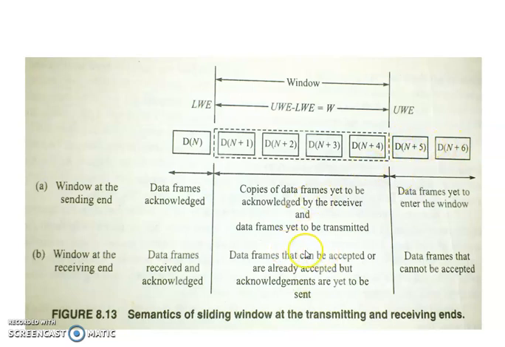Now at the receiving end, what kind of frames will be in the window? Data frames which can be accepted, and frames which are already accepted by the receiver but whose acknowledgements are not yet sent. Two kinds of frames: those which can be accepted, and those which are accepted but whose acknowledgements are yet to be sent. And what will be these frames? These will be frames that cannot be accepted, and these frames will be the ones which are received and whose acknowledgements are already sent.